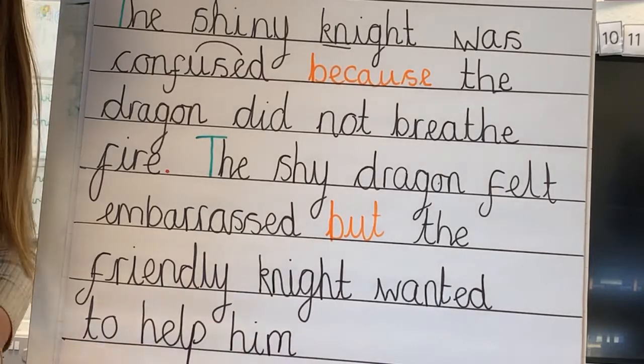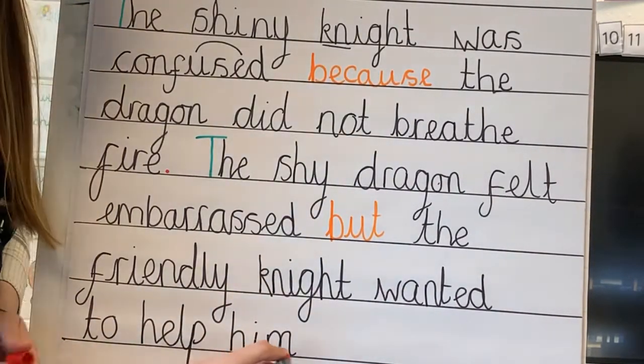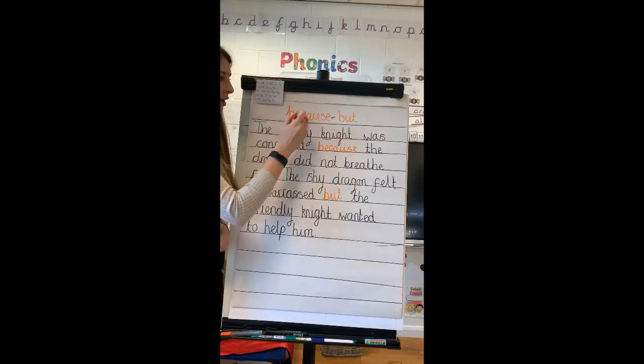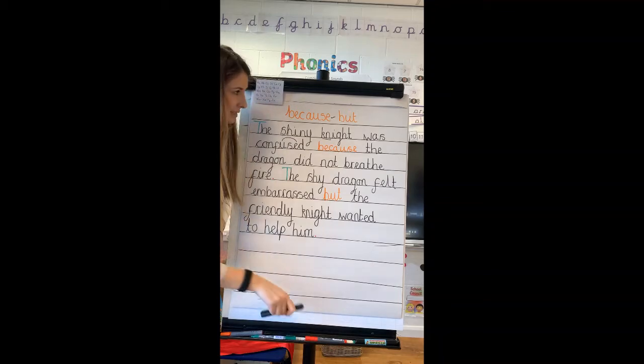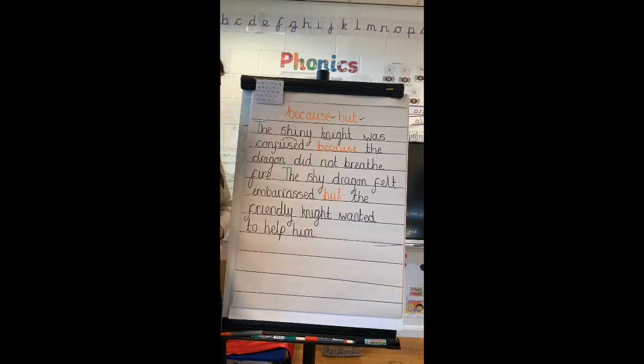So you can have a think about some sentences to describe how the two characters are feeling in that story using because and but, just like I did. So I need to tick off but because I've used that as well now. Okay, and don't forget your full stop on the end of your sentence.